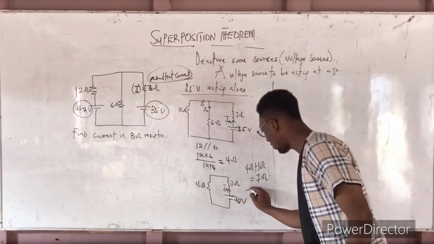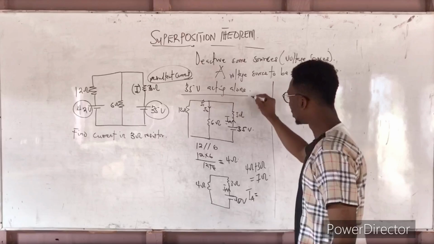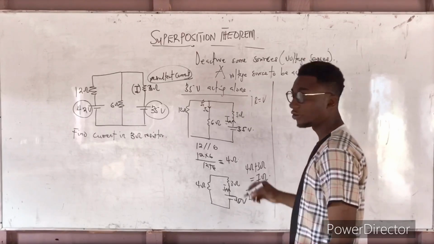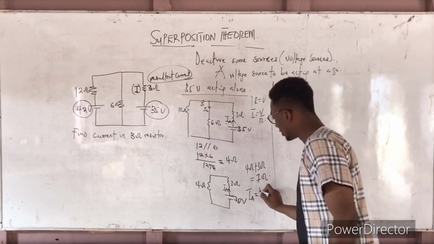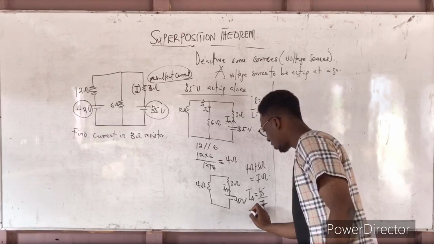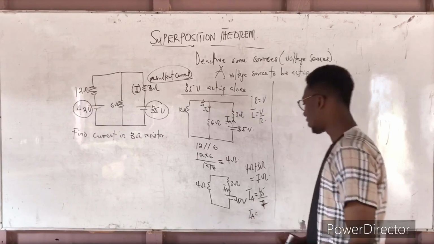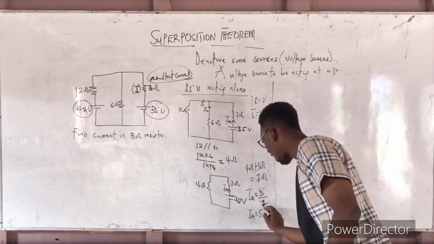So if you want to find the current IA, it is simple. V equals IR, so I is equal to V over R. That is 35 divided by 7. So current IA is 35 divided by 7, and 35 divided by 7 is simply 5 amperes.